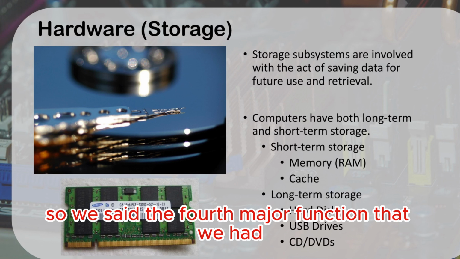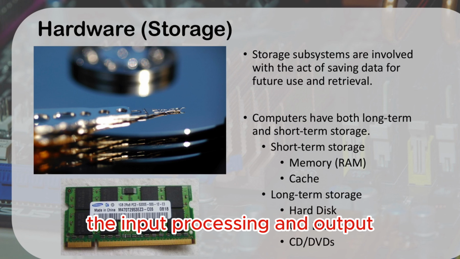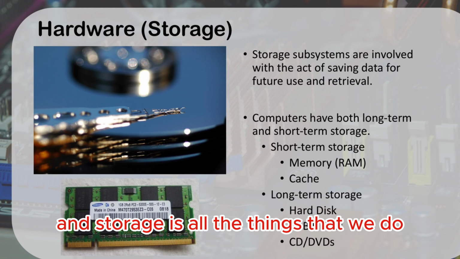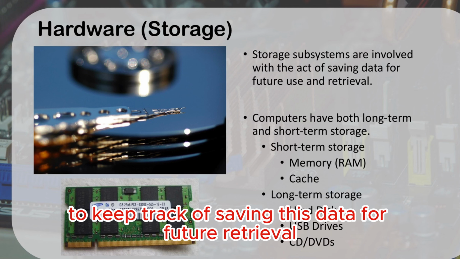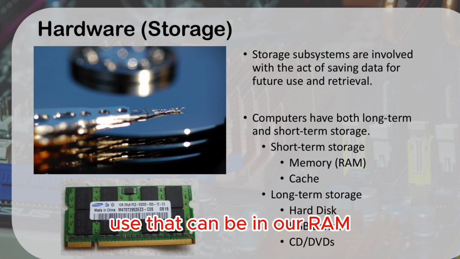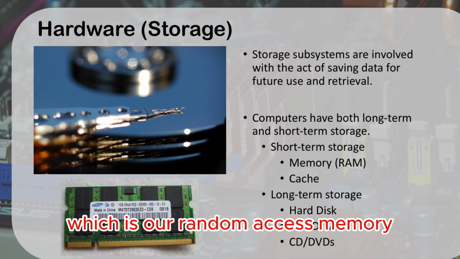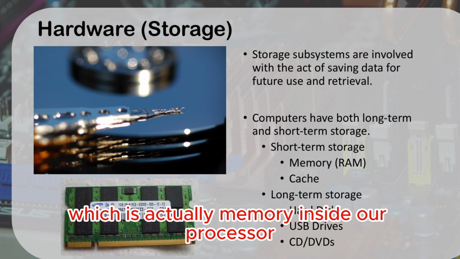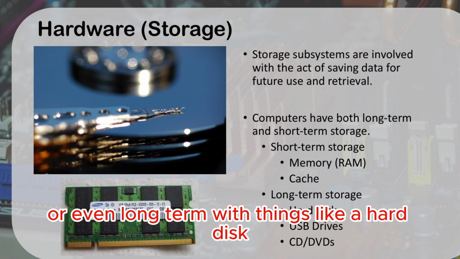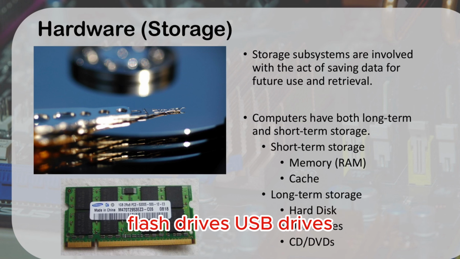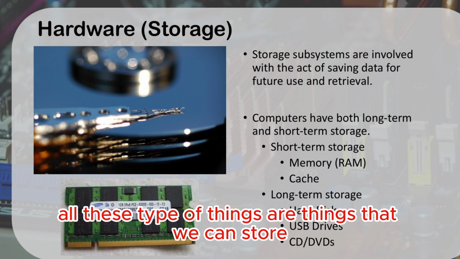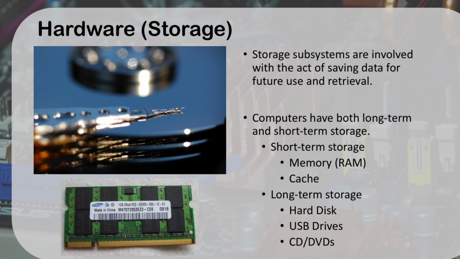Storage. So we said the fourth major function there. We had the input, processing and output. We also had storage. Storage is all the things that we do to keep track of saving this data for future retrieval and use. That can be in our RAM, which is our random access memory, which is short term. The cache, which is actually memory inside our processor. Or even long-term with things like our hard disk, flash drives, USB drives, optical disks like CDs and DVDs. All these types of things are things that we can store things to.